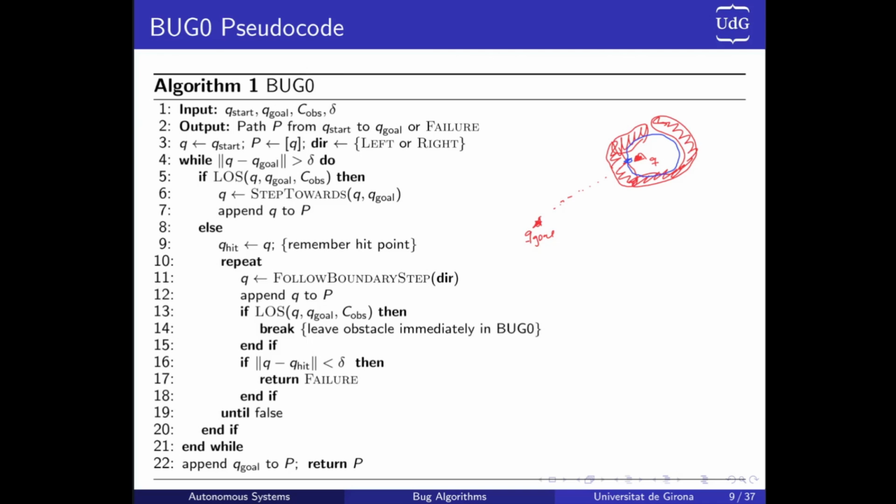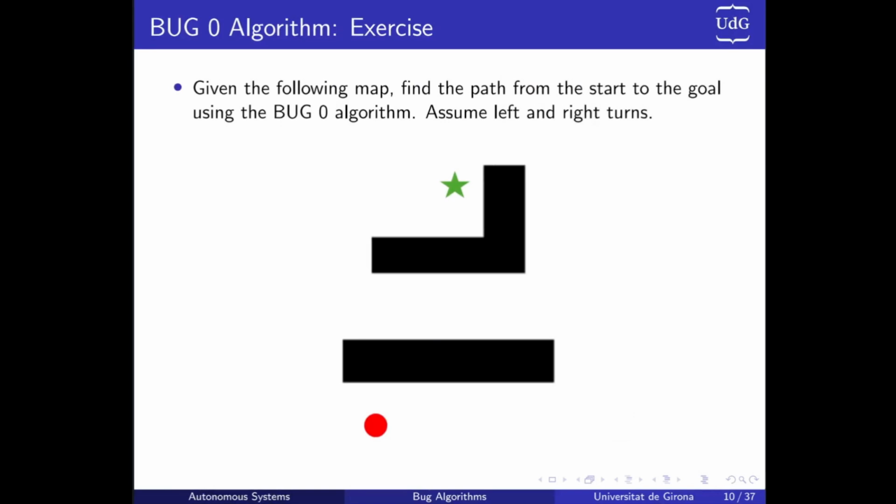As you can see, there are some tricks here in the line of sight, some tricks of how to follow the boundary that are not specified here. And then if you have to implement it, it will take some time for you, I'm sure. But it's not a difficult algorithm to implement, and although it's very easy to explain, it's not so easy to implement. Okay? Let's now practice a little bit.